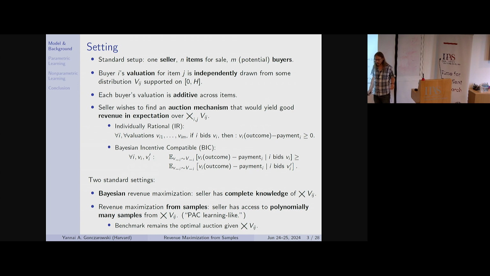Yeah. So there's a specific set of buyers here. Yeah. If there are many samples drawn, are we to think that it's the same buyers?